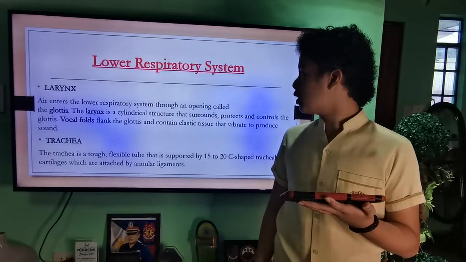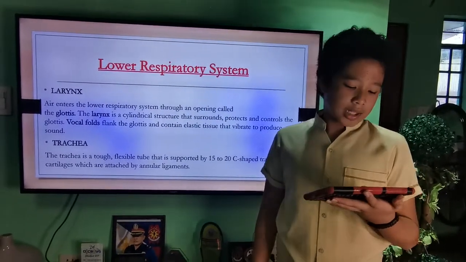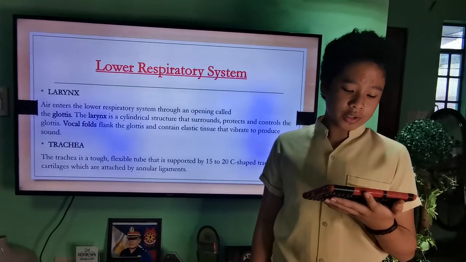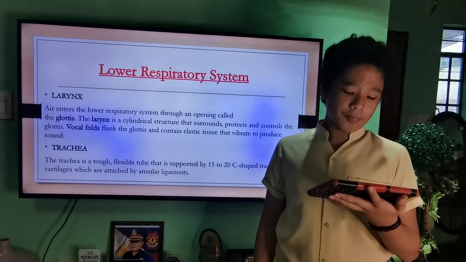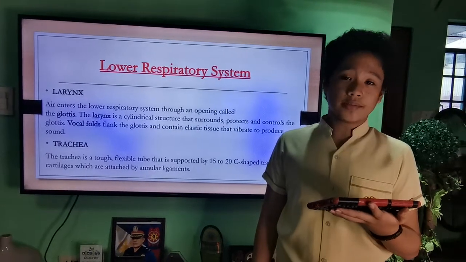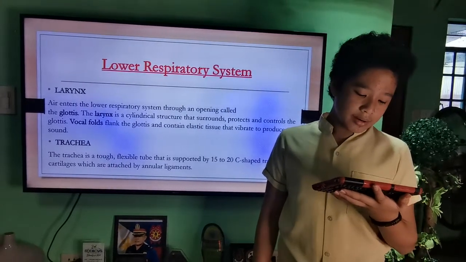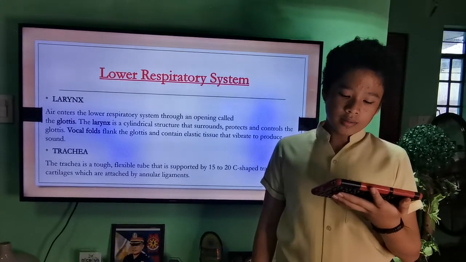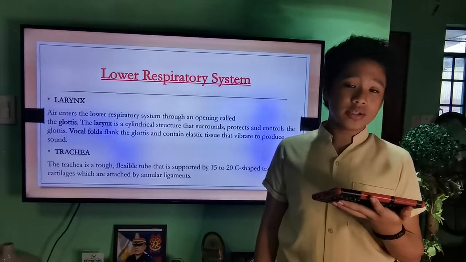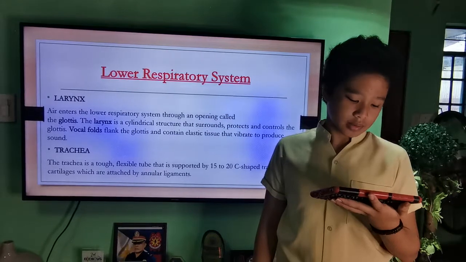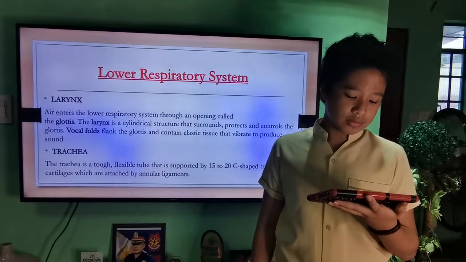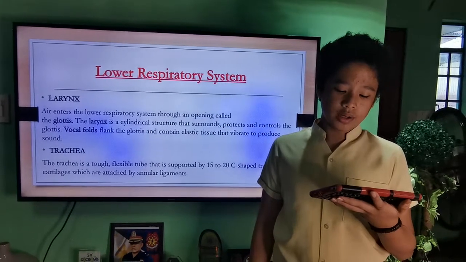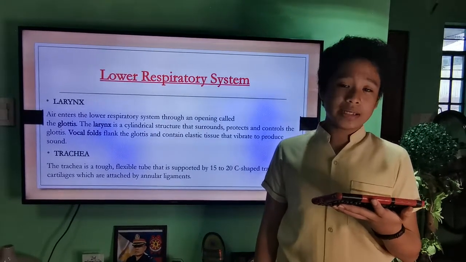Lower respiratory system. Larynx. Air enters the lower respiratory system through an opening called the glottis. The larynx is a cylindrical structure that surrounds, protects, and controls the glottis. Vocal folds flank the glottis and contain elastic tissue that vibrates to produce sound.